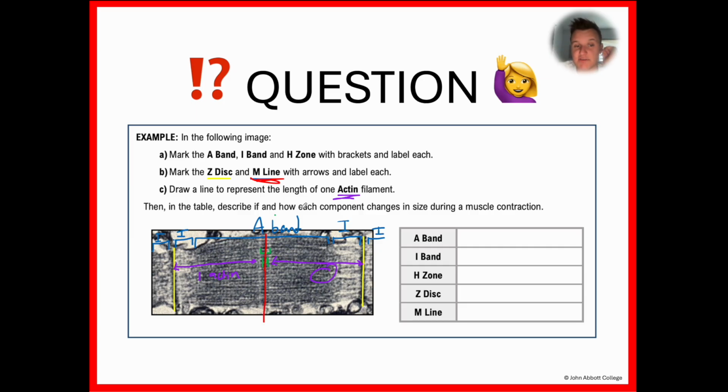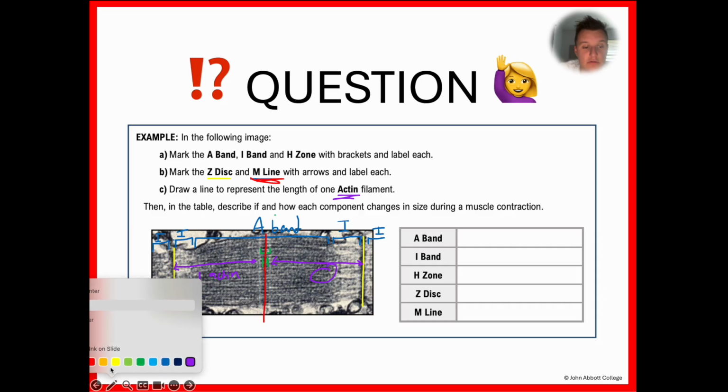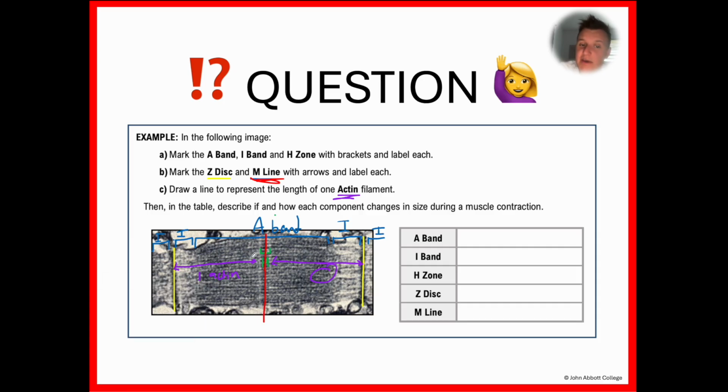And then in the table, describe if and how each component changes in size during a muscle contraction. So let's go one by one. The A band, does it get bigger, smaller, or not move? The A band is the overlap plus the H band. As the overlap increases, the H band decreases. So actually the A band stays put. The A band is the region where myosin is, right? So for the A band, I would say no change during a contraction.